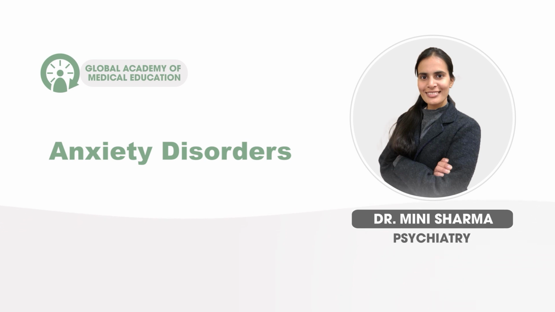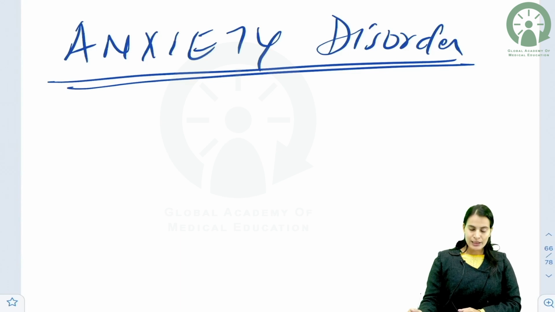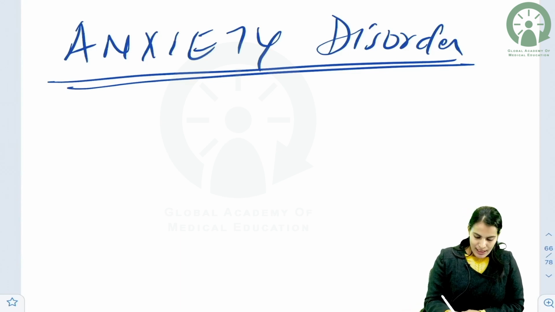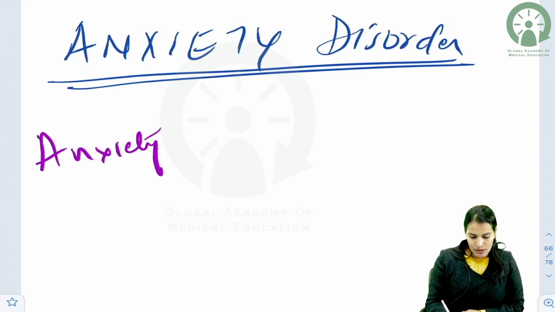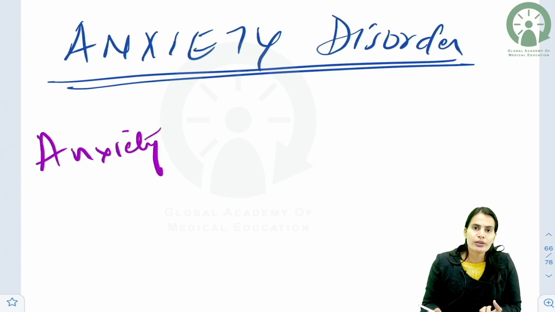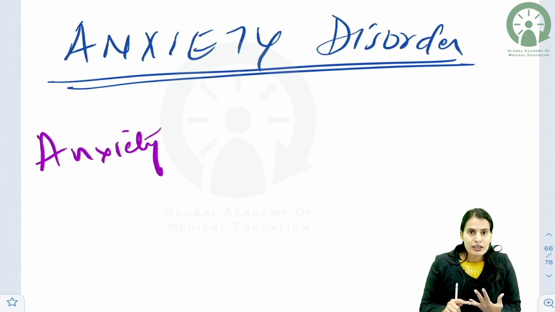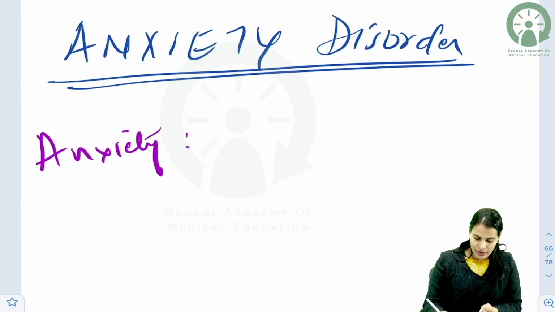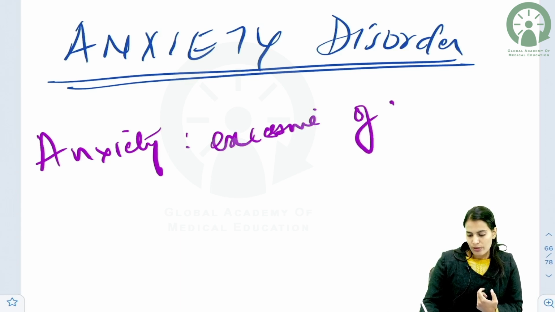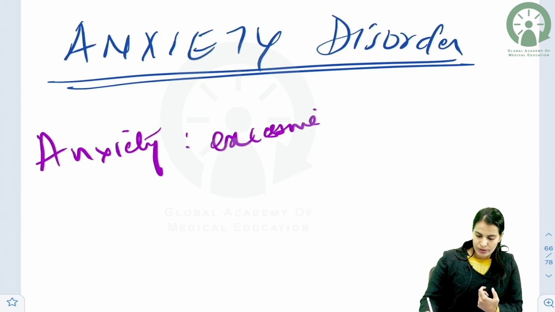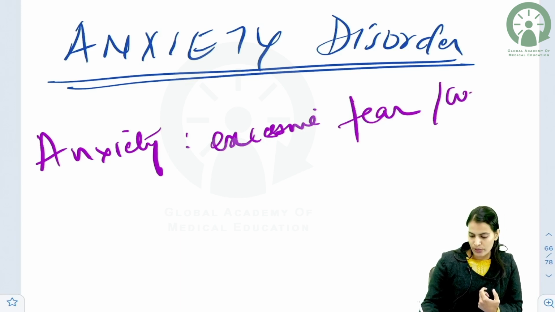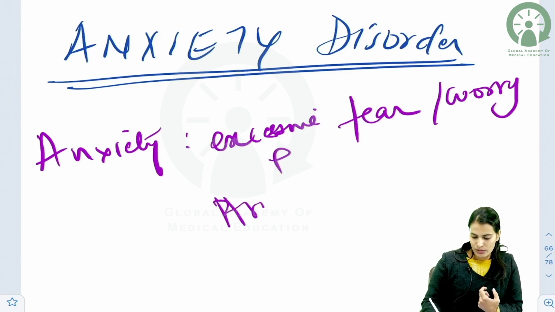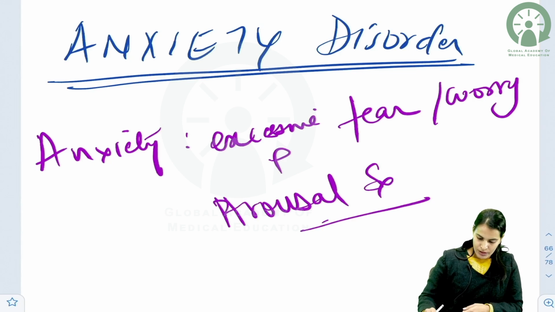So what is anxiety? Anxiety is an extreme, persistent preoccupation with some worry or fear, and it is associated with autonomic symptoms like increased heart rate, increased respiration, increased perspiration, sweating, fidgetiness, etc. So it is an excessive amount of fear or worry with arousal symptoms. Why does that happen? It is due to excessive arousal in a person.